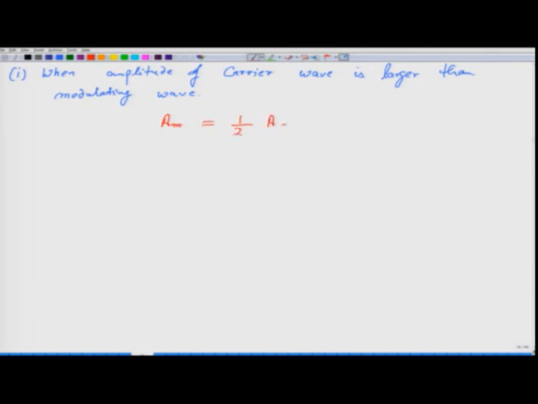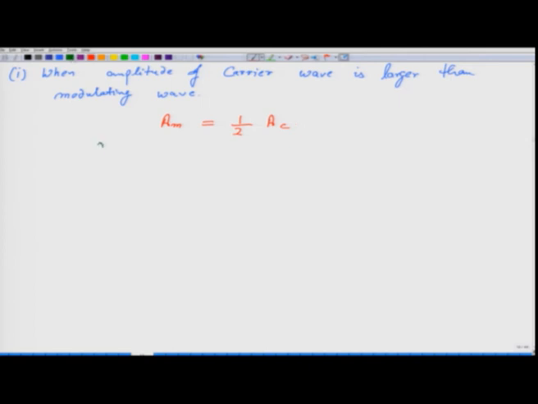So, the first case, let me draw, is when the amplitude of the carrier wave is larger than the modulating wave. To have a better understanding, let us say that the amplitude of the modulating wave is half of the amplitude of the carrier wave.